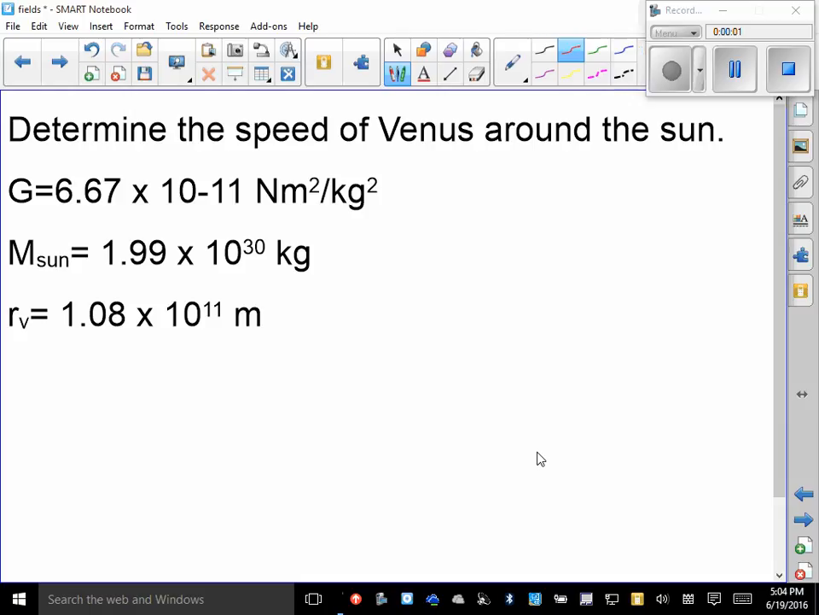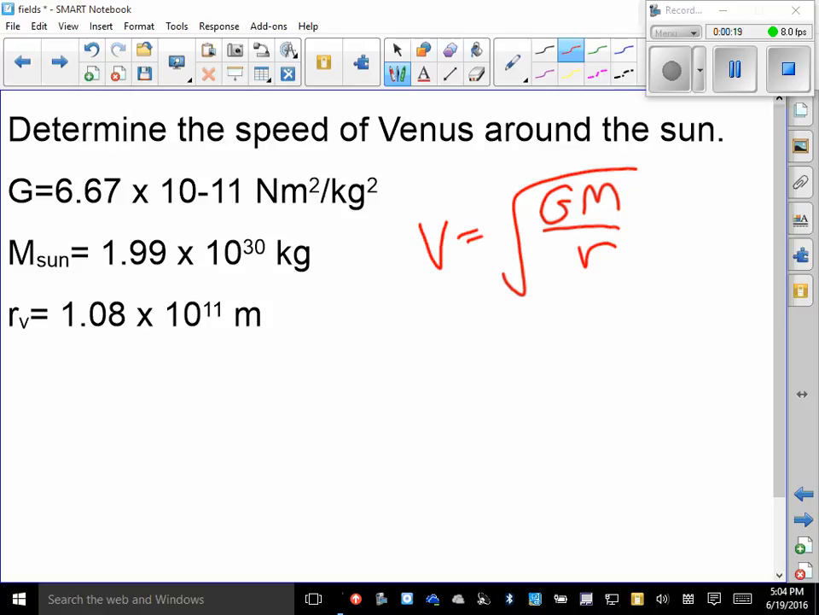Determine the speed of Venus around the sun. Okay, so the formula we're going to use here is V equals the square root of G, mass, distance, or radius. V equals the square root of G, M, R.